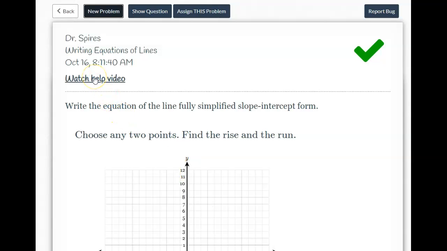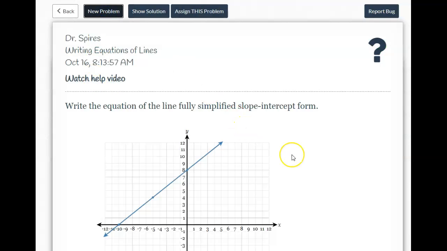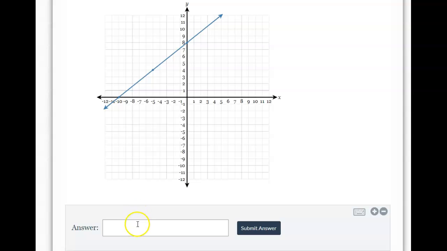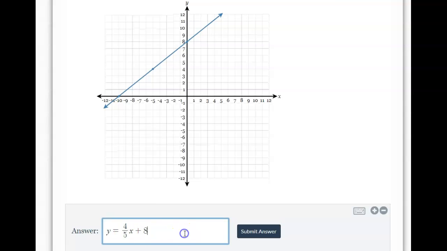Remember, you can always watch a help video. Let's try another one. New problem. All right, let's try this one. Last one to finish up. So y equals something something x plus 8. So plus 8 because my y-intercept is 8. And then I want to get from this point to that point. So I'm going to go up 1, 2, 3, 4, and over 1, 2, 3, 4, 5. Up 4 over 5. Cannot simplify, so that's my answer.